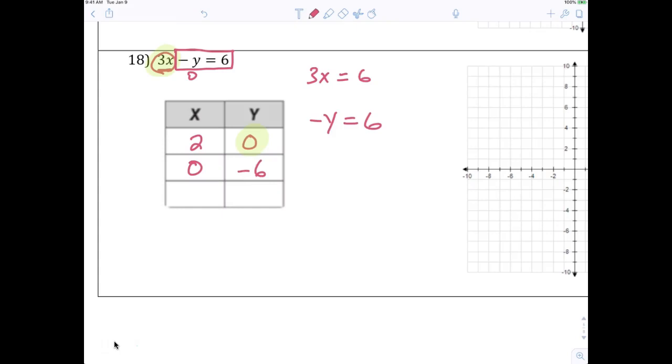All right, that was a little tricky. A letter can't be negative. Well, it's not that the letter is negative. This literally means negative 1 times y equals 6. You with me on that? So I divide both sides by -1.